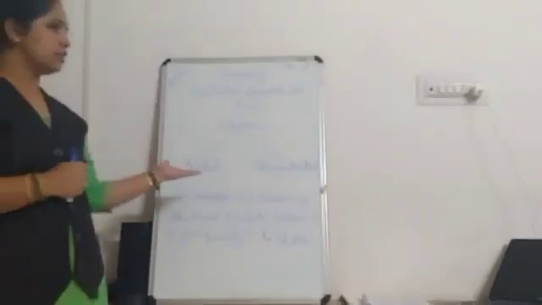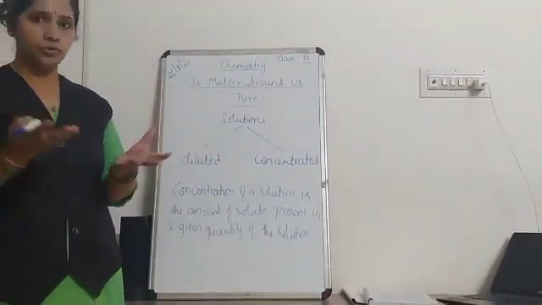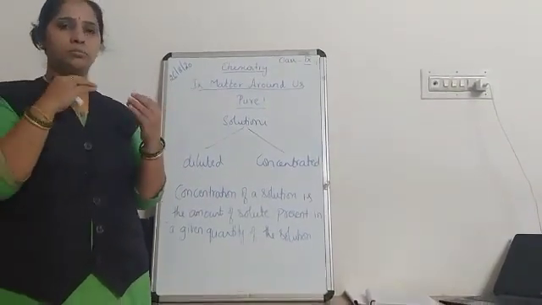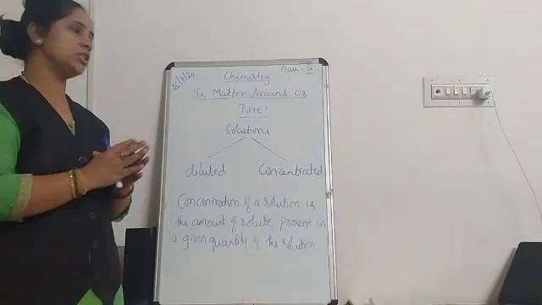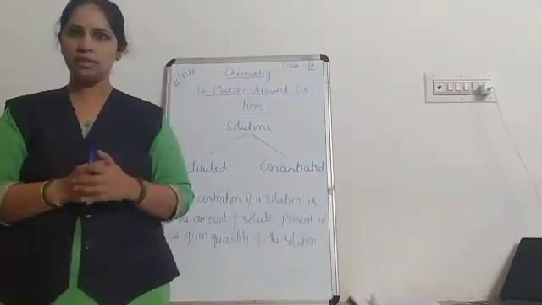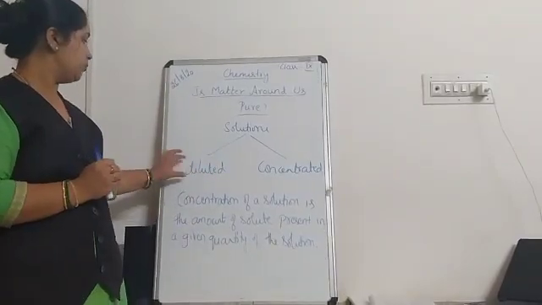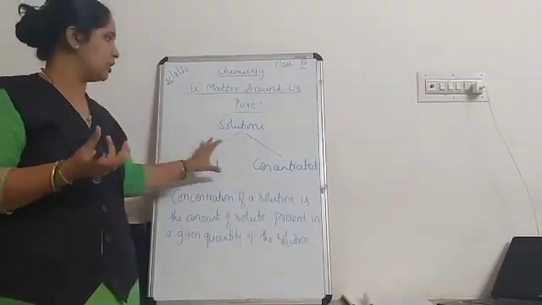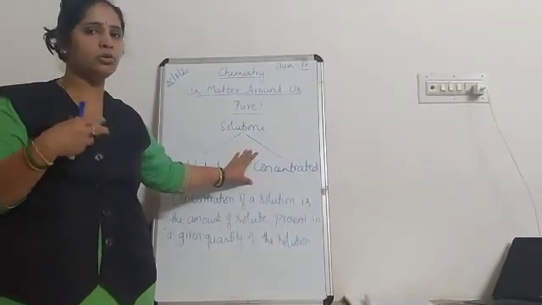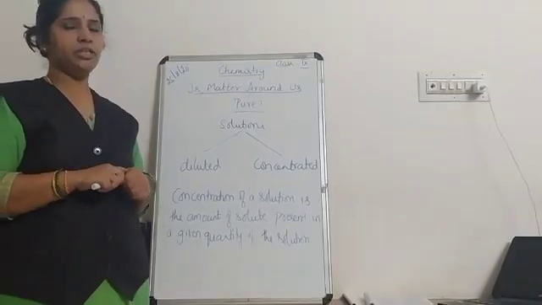Whereas a concentrated solution is the solution in which a large amount of solute is dissolved in a small quantity of solvent. Such a solution is called a concentrated solution. So, when you look at diluted and concentrated solutions, in diluted, a little amount of solute will be present where the solvent will be more, whereas in concentrated the solute will be more and the solvent will be less. So, this is about the diluted and the concentrated solutions.